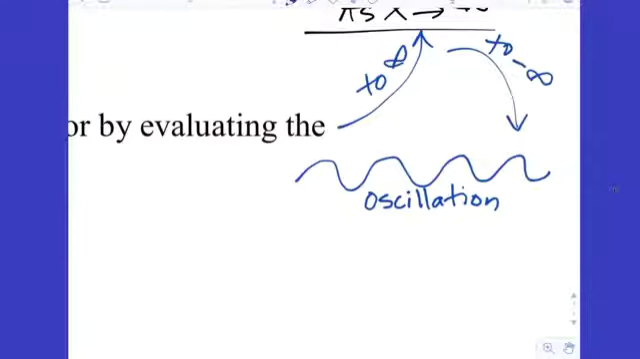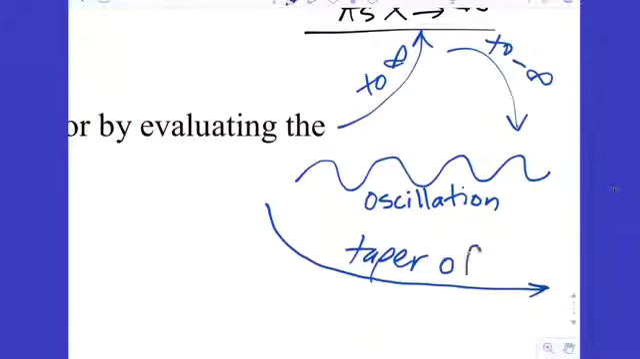The one that we're most interested in, though, is this. You can actually have the y values taper off. And when the y values taper off, guess what graphical feature lives there?